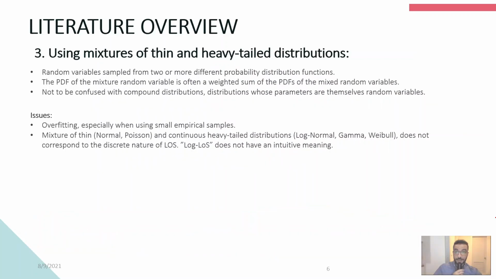One last family of models for length of stay use mixtures of thin and heavy tail distributions. For example, a Poisson for short stays and log normal, that is the exponential of a Gaussian, for long stays. Although they may show a good fit with empirical data, the problem with these models is that they are not supported intuitively. Length of stay is, after all, a discrete random variable, and the log length of stay does not have any intuitive meaning. And they may also overfit and be hard to generalize.